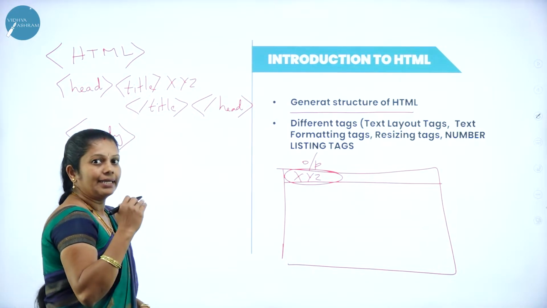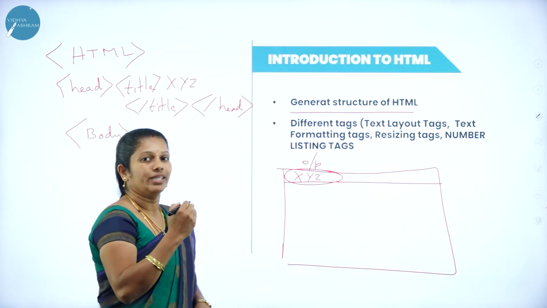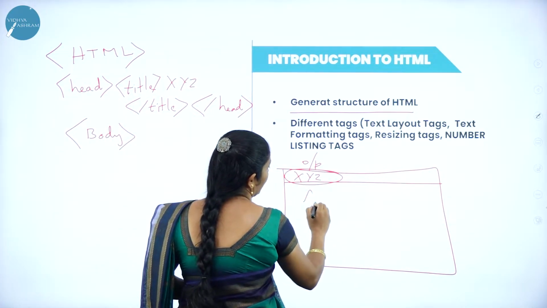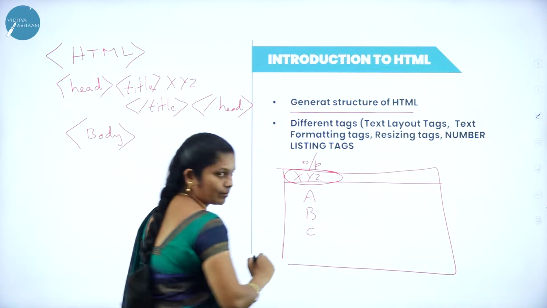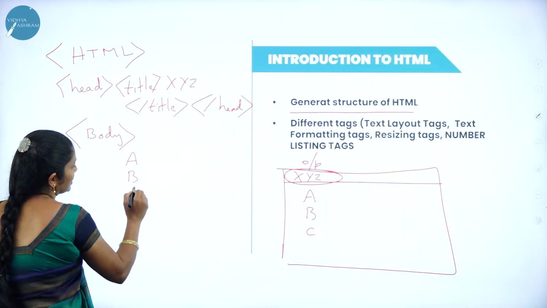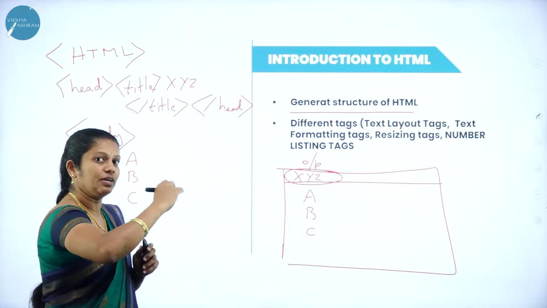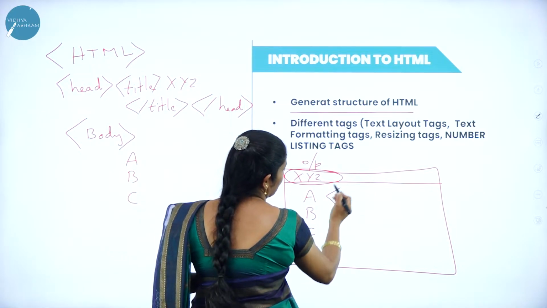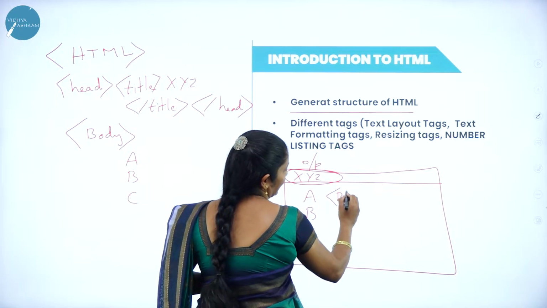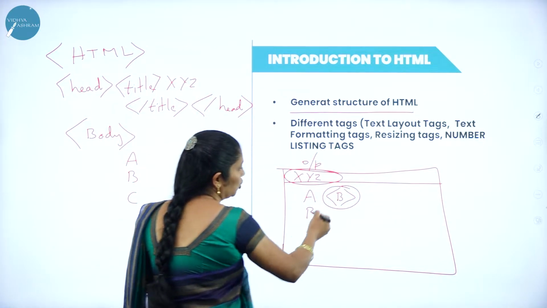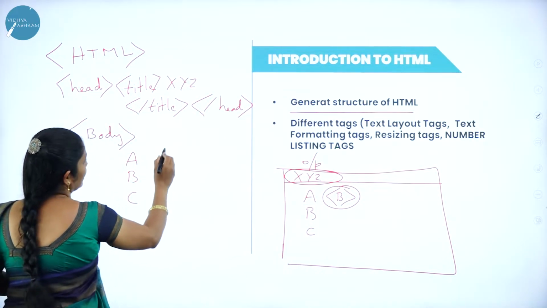The body part contains the actual content. Here, whatever content you want, you can write. For example, in my output screen, I want to display A, B, C. Then in the program also, we have to write A, B, C. But everything will display one by one in the same line. To avoid that, for example, we use the BR tag.